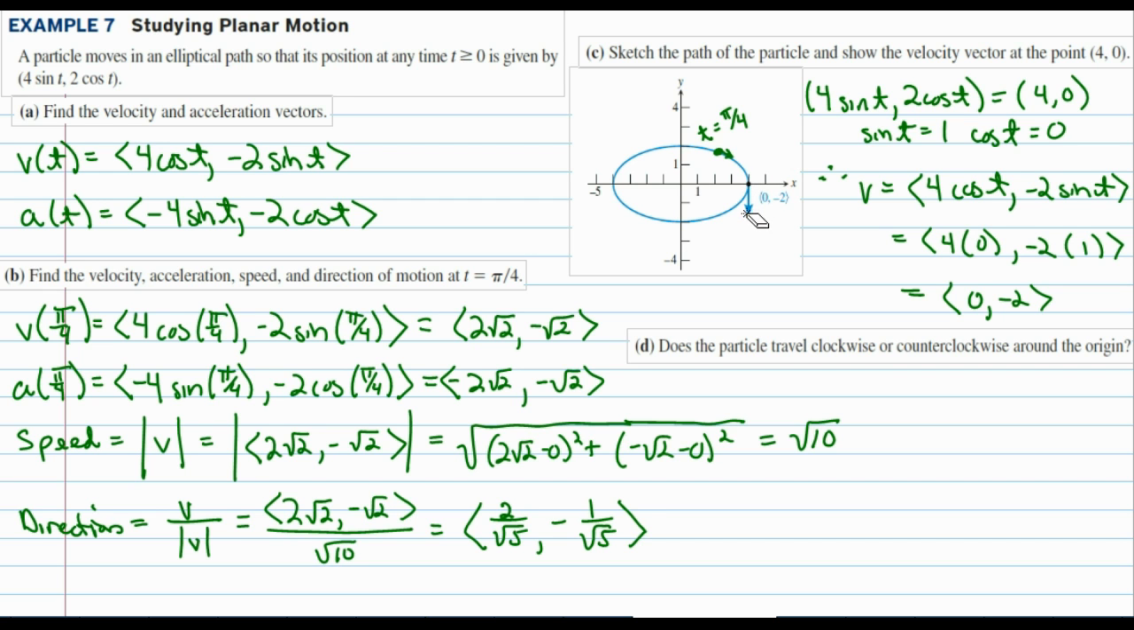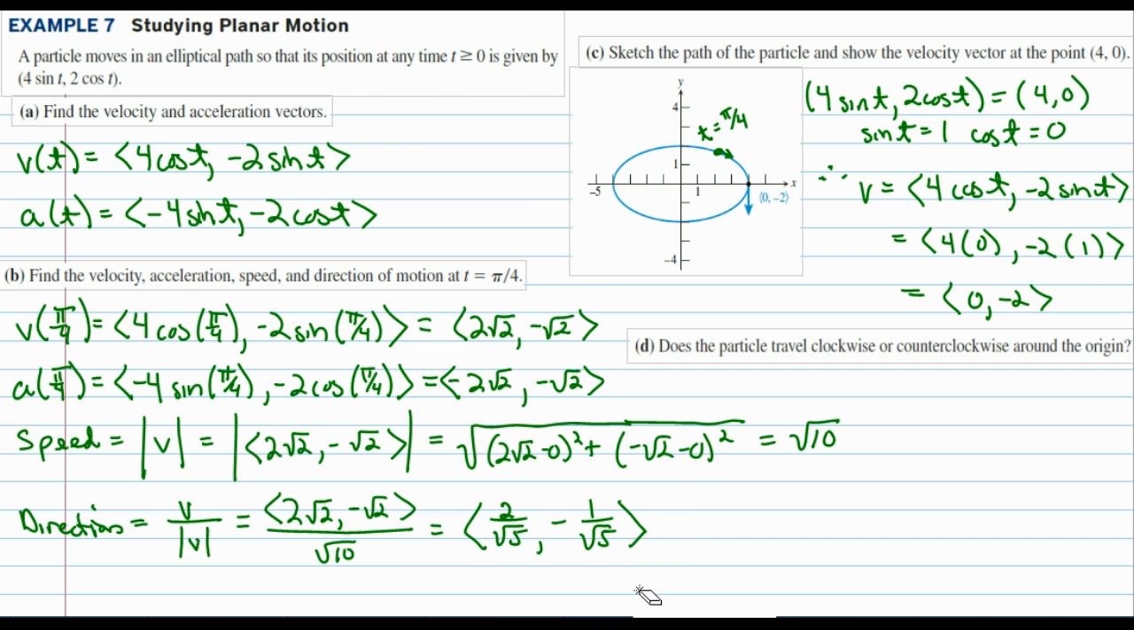It has a magnitude of 2, so it's not technically our direction vector yet, but if I divide both coordinates by the magnitude, by 2, I get (0, -1), a teeny tiny little vector that shows the direction vector, just like we did here in part B.